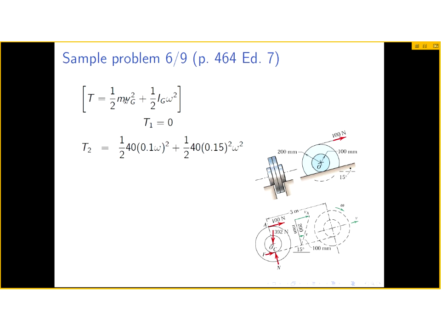And of course I'm raising it to the power of 2 because it's Vg squared. So this first term then is my kinetic energy associated with the translation of the wheel up the incline over 3 meters.